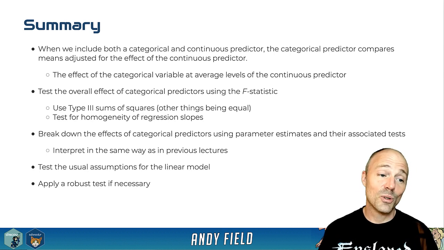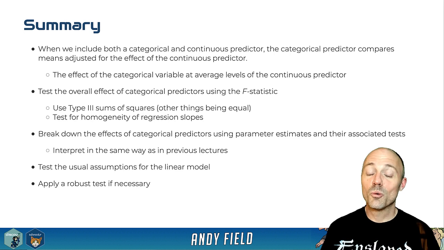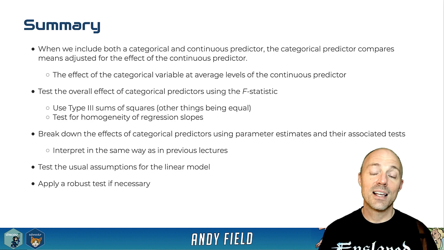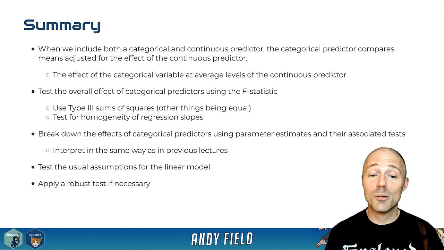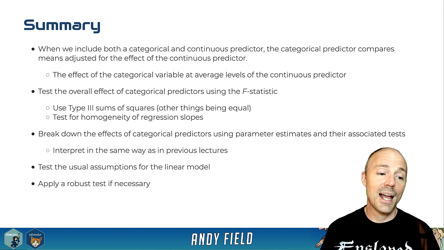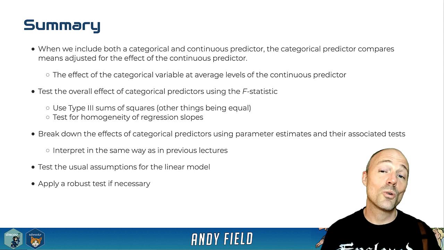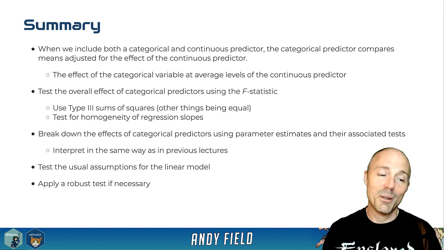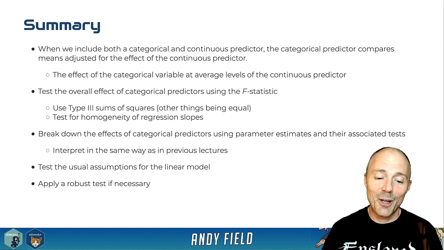We need to test for homogeneity of regression slopes. We can break down the effect of categorical predictors in the usual way using parameter estimates and their associated tests. And you don't have to dummy code. You can use contrast coding, which we covered in a previous lecture as well. And you test the assumptions in the usual way. You apply robust tests in the usual way because all of this is just a linear model. So lots of things are constant here: the way we test assumptions, the way we fit robust models, the way we interpret the Bs, it's all quite consistent. Okay. That's it for now.